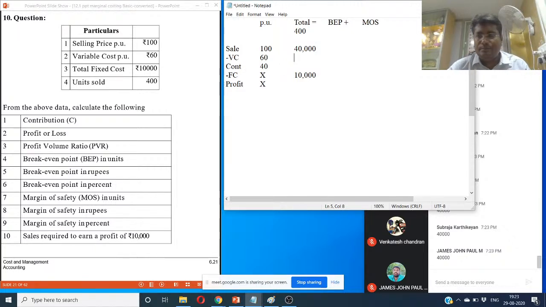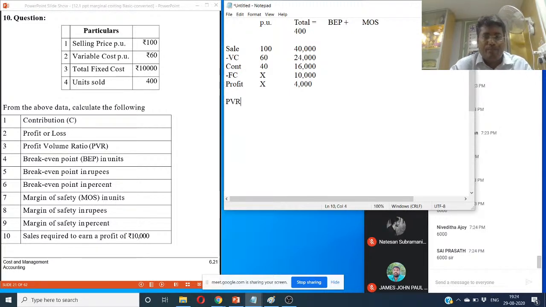Variable cost being 60 into 400, 24,000. Contribution being very good, 16,000. The profit being 4,000. So good, good. RR Creations, happy that you are participating actively. So contribution pottaachu, profit or loss, profit-nguradhu kandupidichaachu.